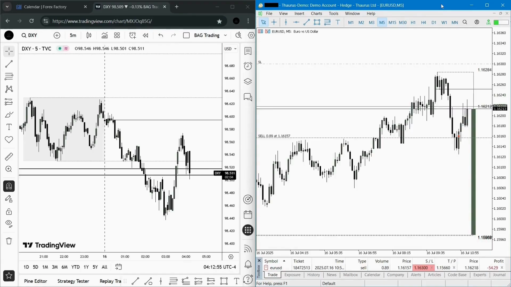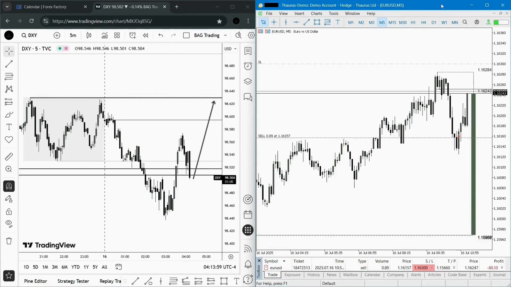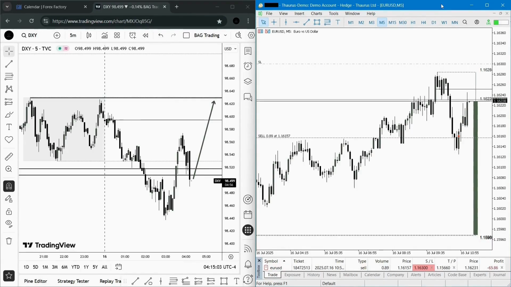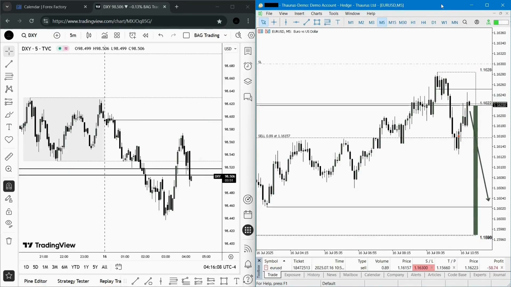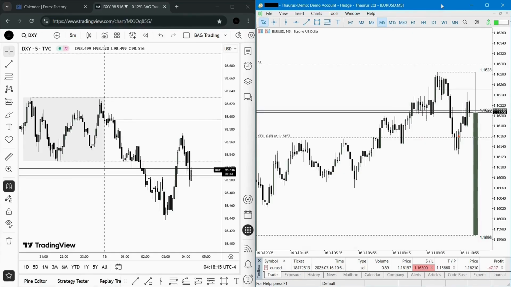What I'm looking for is a run to the Asian range high on the US dollar index and as much as the previous day high, and then the opposite for the Euro US dollar, seeking a 50 pip run in total.